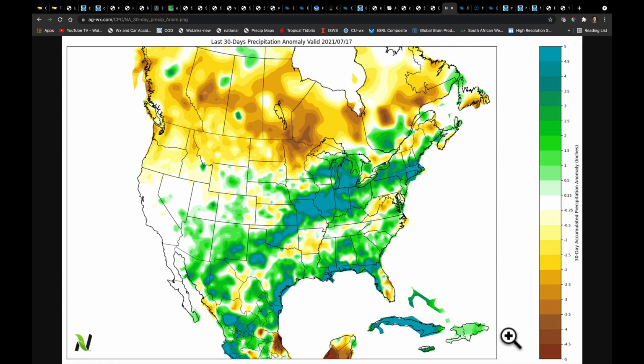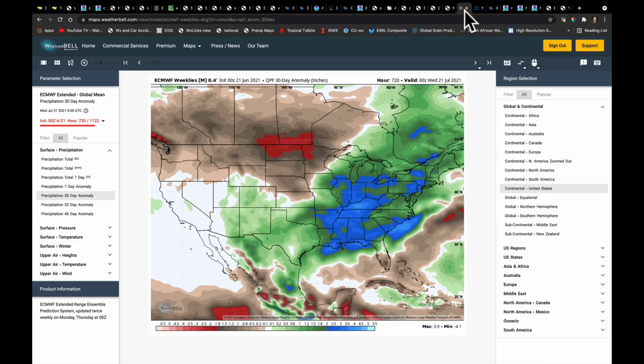Now, I want to come back to something I showed you at the beginning. You see, this was the last month from basically the 18th of June through the 17th of July. And as we now stretch this out and talk about our long-term forecast, I'd like to show you the European model. The question is, how well did it do? Well, here you go. This is what the European model predicted for that time period.